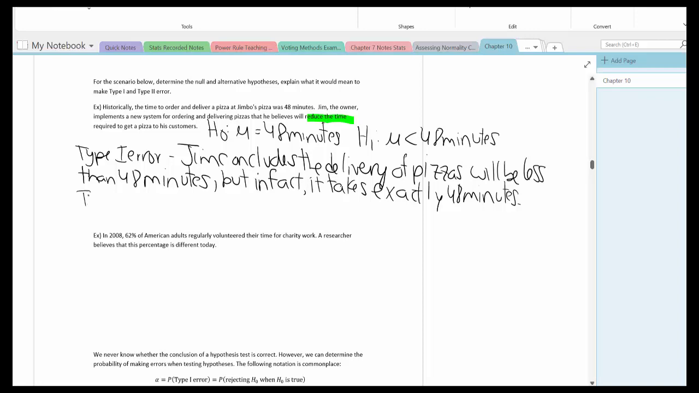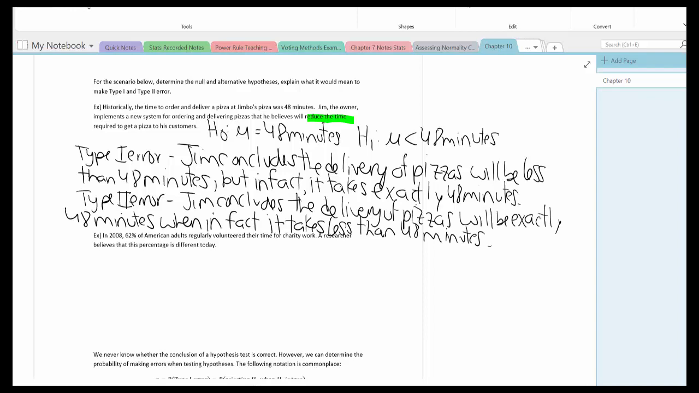Now, with type 2 error, what exactly happens here? You don't reject the null hypothesis when the null hypothesis is false. So, what does that mean here? Jim concludes the delivery of pizzas will be exactly 48 minutes, but in fact it takes less than 48 minutes. So that's a type 1 and type 2 error in this particular case.